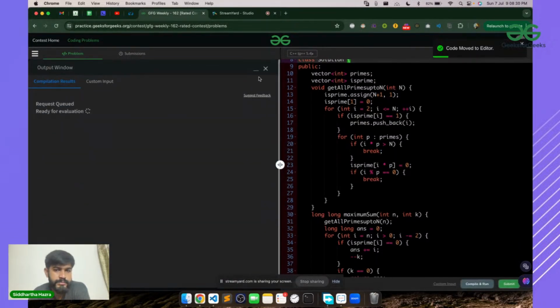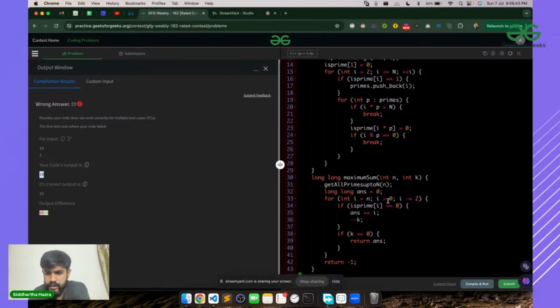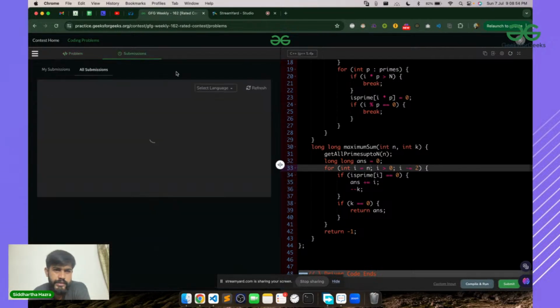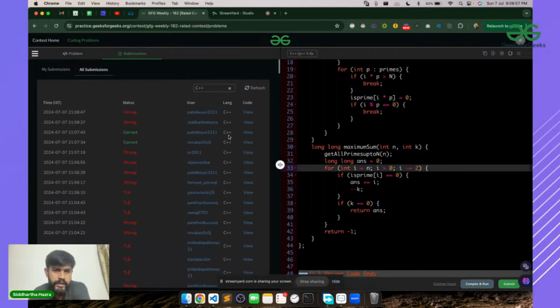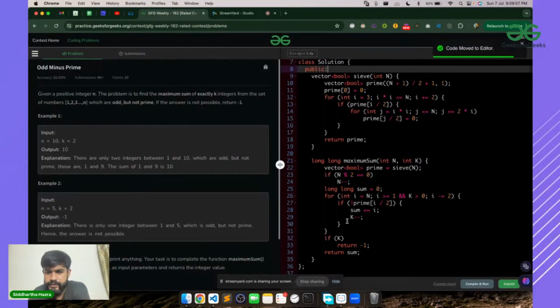It should give me a right answer. Okay, for the value n equals 10, your code output is 18. Okay, let's just take up any solutions from the backend. Is this a good solution? It is not a prime. Yes, fair enough.